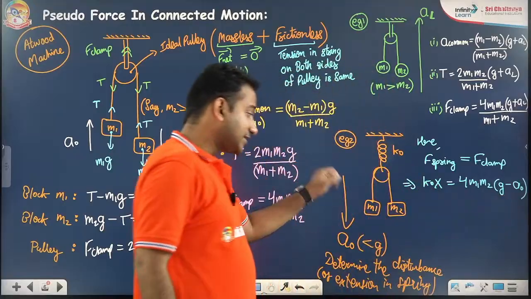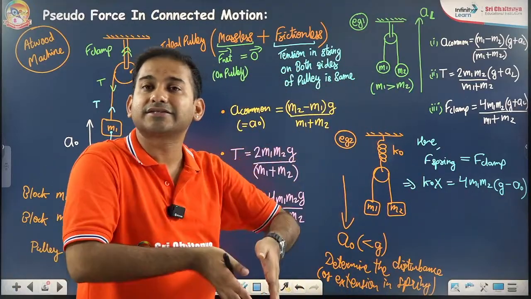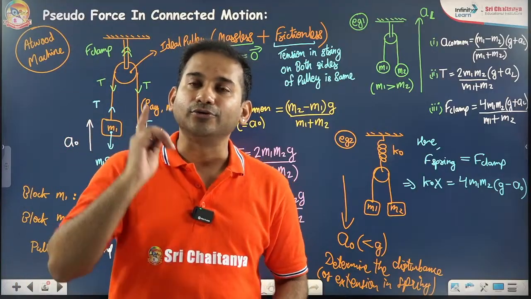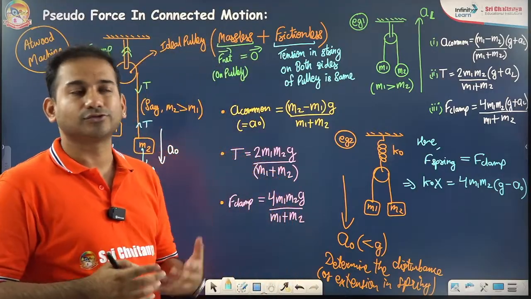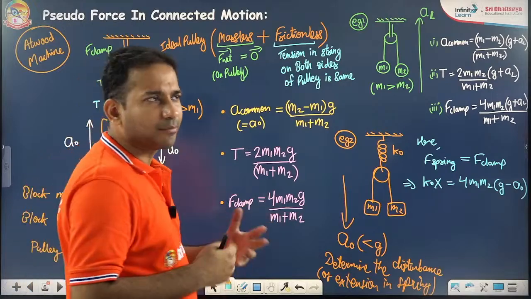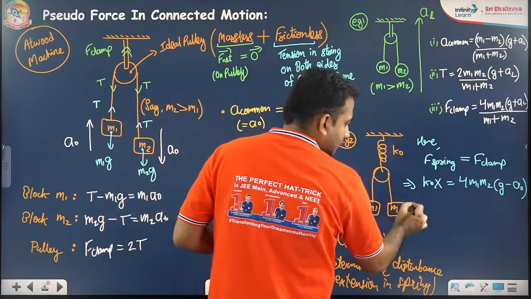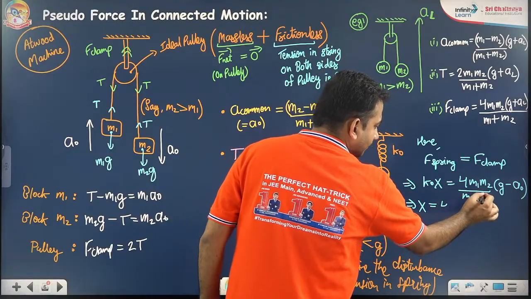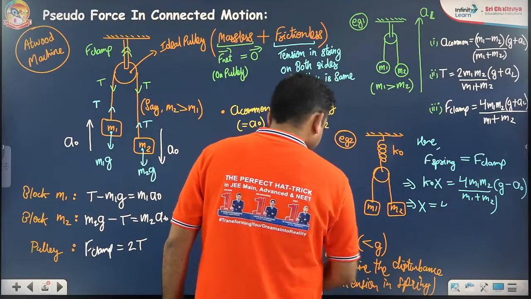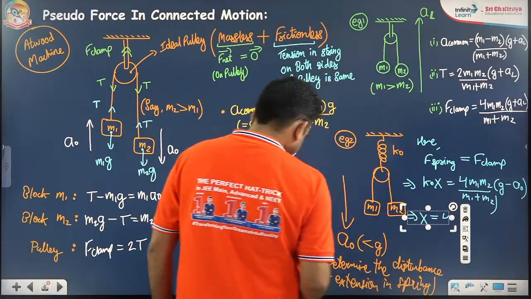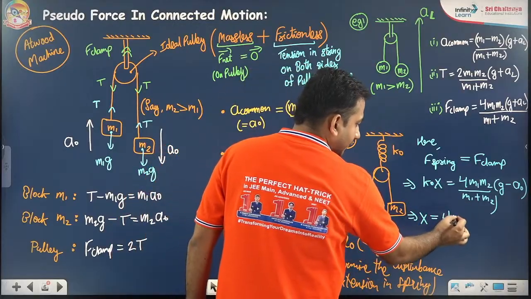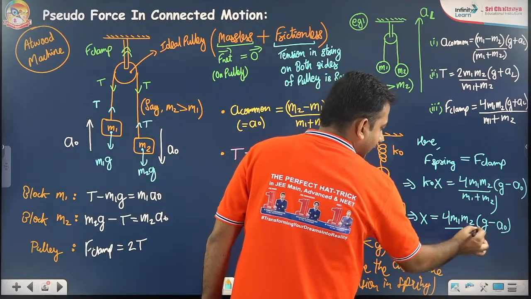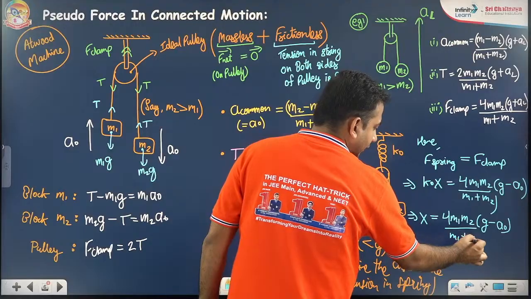Once again, you don't look for the direction of acceleration. You look for the direction of forces. So the pseudo force is supporting the gravity or opposing the gravity, like that you talk about. So from here, X will be equal to, and it is M1 plus M2. So X will be equal to 4 M1 M2 (G minus A naught) by (M1 plus M2) into K naught.